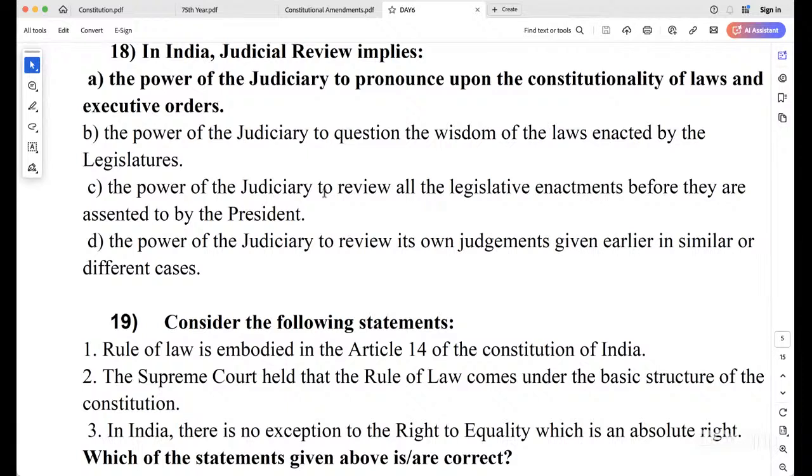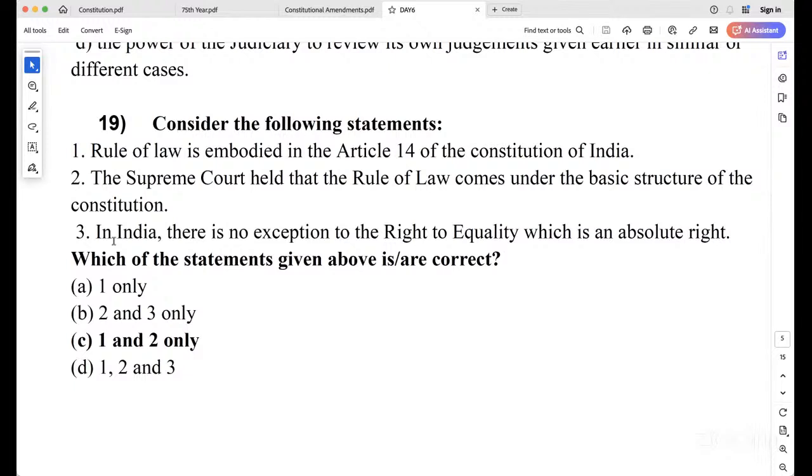Okay. The power of the judiciary to review its own judgments given earlier in similar or different cases. What is it about? Judiciary, the court on records, you see certain things, in that it comes. Clear?